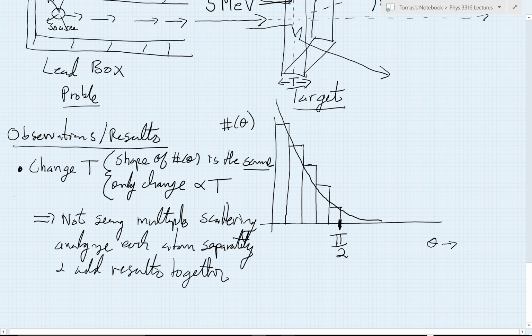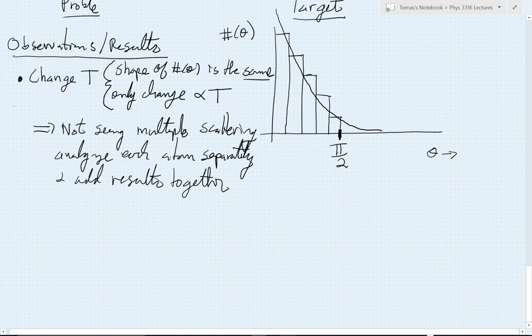The next observation is that you can actually get a very detailed form for this functional form, and it follows a very interesting function that gives us ultimately a lot of key information. The function it follows is something like 1 over sine to the 4th power of theta over 2.